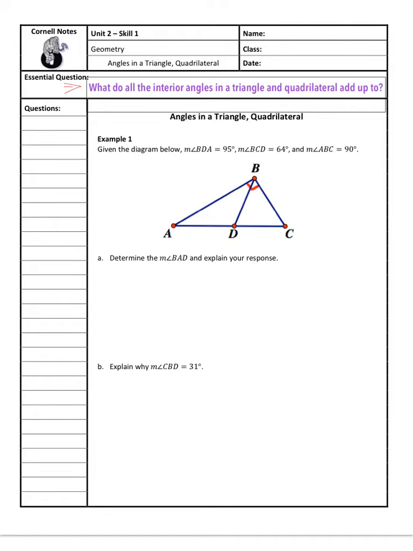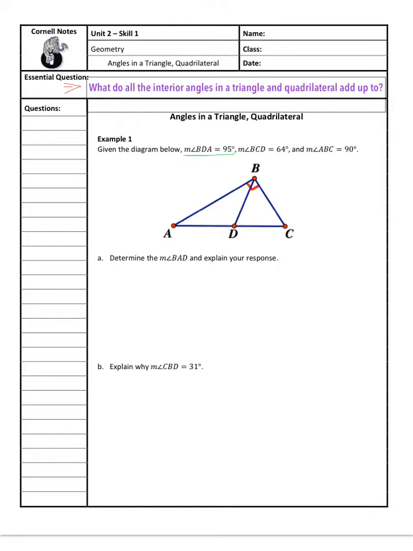So the first example says, given the diagram below, the measure of angle BDA is 95 degrees, BCD is 64 degrees, and ABC is 90 degrees. So what I'm going to do is, if you take a look at the first line here, BDA is 95 degrees. You might be asking yourself, well, where is that 95 going to go? How am I going to figure out which angle is actually 95 degrees?